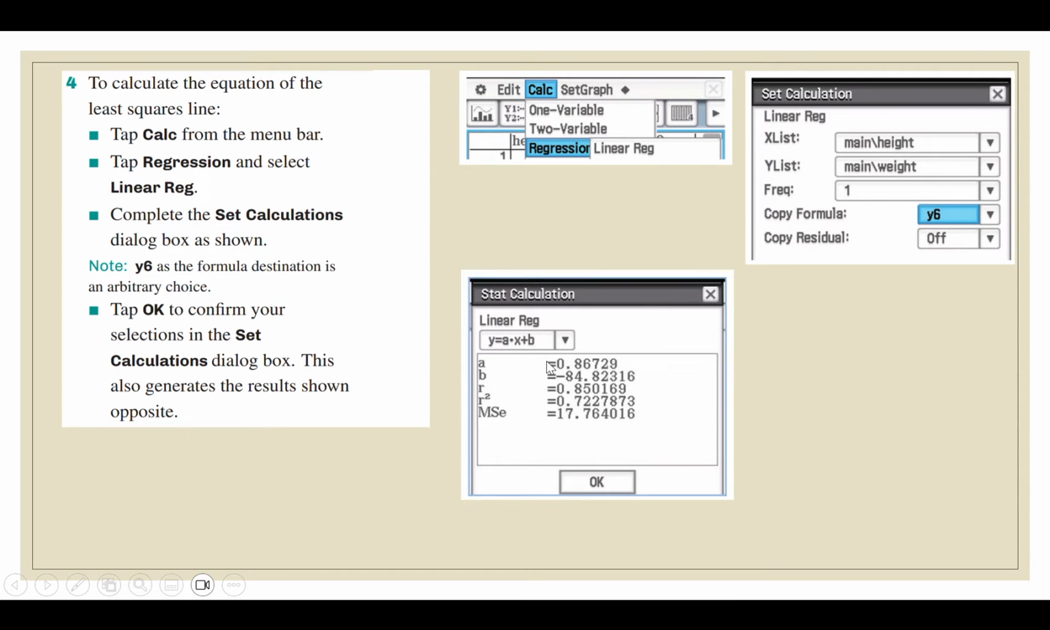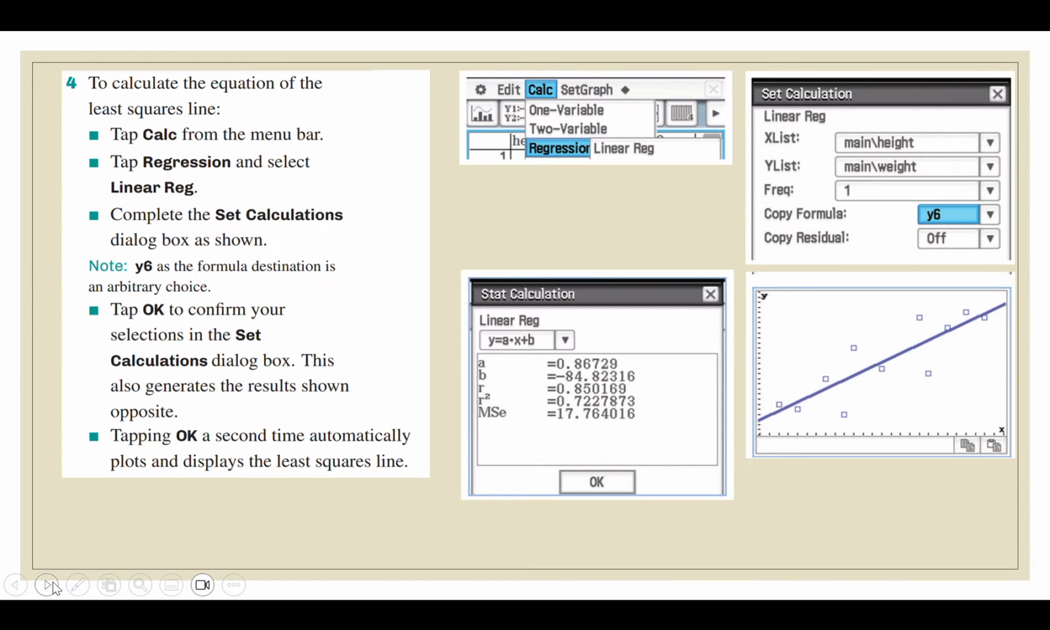Once you hit OK, it then generates your line of best fit. So you can see a is 0.86729, rounding to 4 decimal points, and your b value is negative 84.82316, again rounding to 4 decimal points. You can see your r value, which we've spoken about, and you can see your r squared value as well. So the first 4 things are the things that we are mainly concerned with here. As you then click OK, it draws it for you. So over on the right, you can see it has sketched it for you there, which is pretty good. And then you should be able to transfer that sketch across to your own drawing as well.